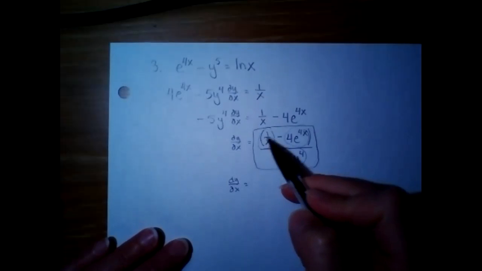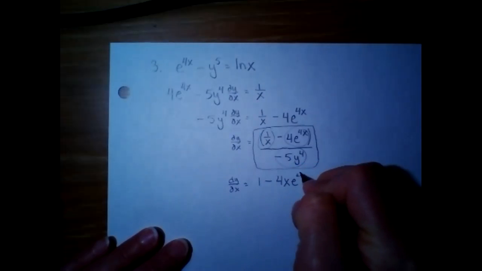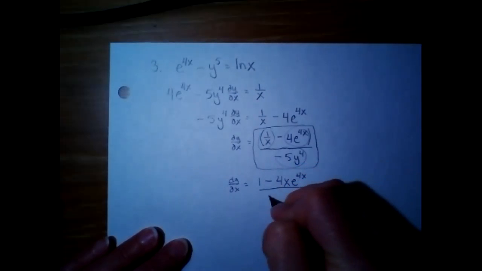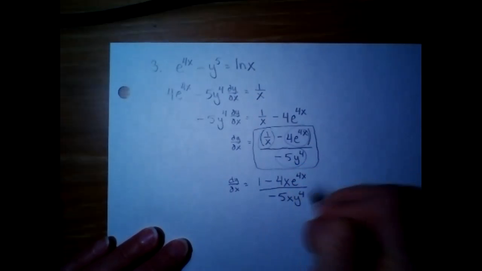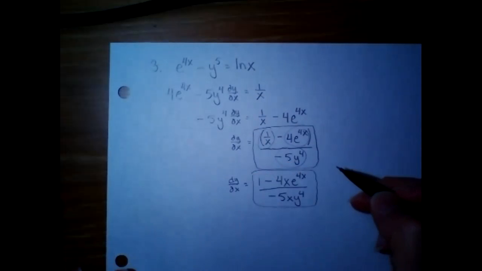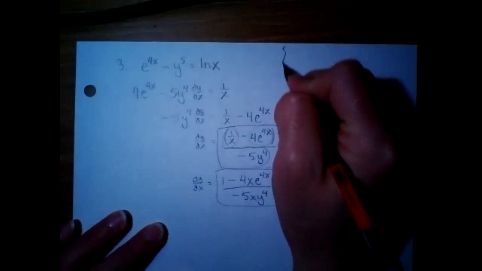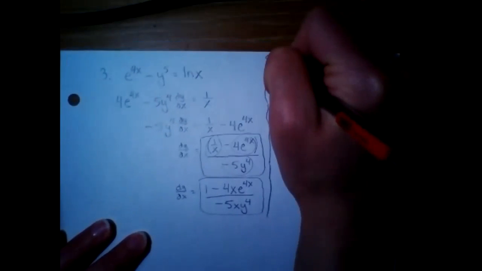But if you did want to multiply all 3 terms by an x, that would give you 1 minus 4x e to the 4x over negative 5x y to the 4th. And that would be mathematically equivalent. So both of those would be correct answers, but you can't just move that x for like one term. All right, and then I will also do the bonus.